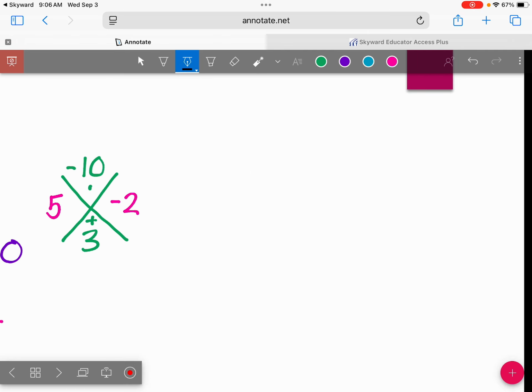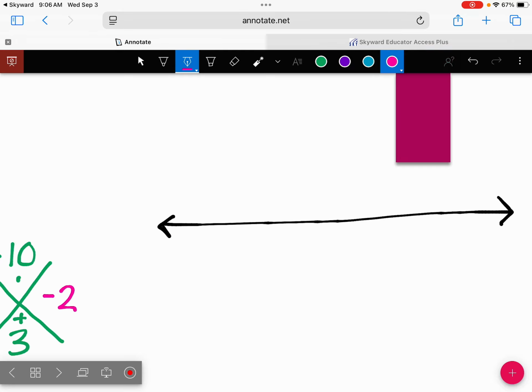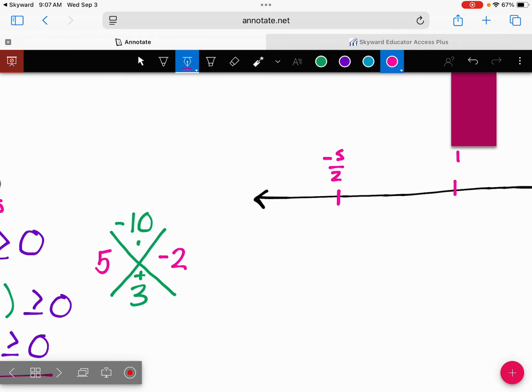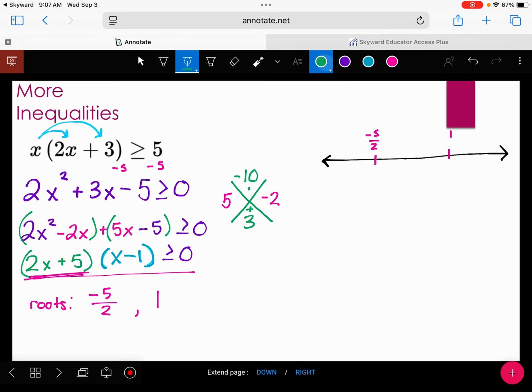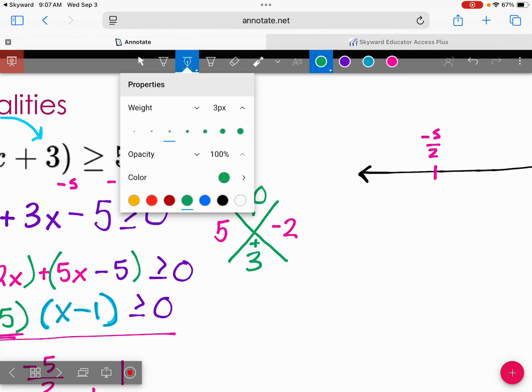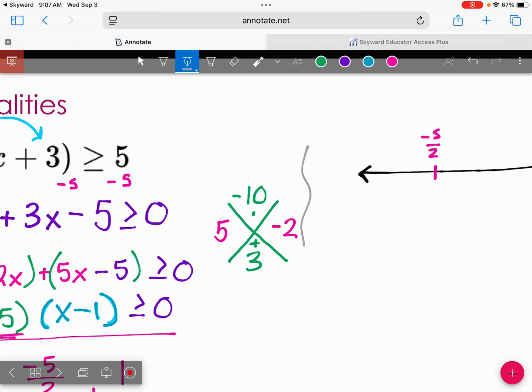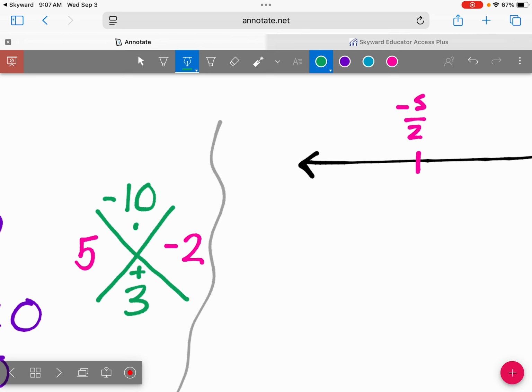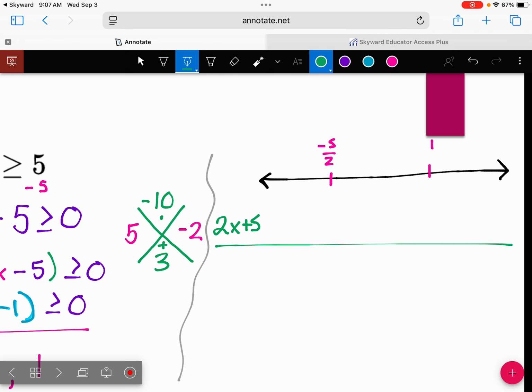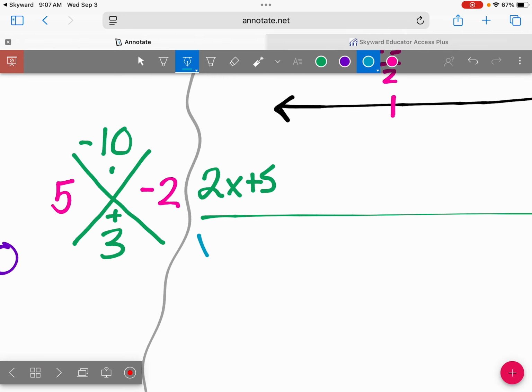So now we're going to draw our positivity table, meaning I'm going to start with my number line, where I'm going to put my zeros on it, smallest to biggest. So my smallest is our negative 5 halves. And our bigger one was the positive 1. Then we're looking at our 2 factors that we have there. We've got our 2x plus 5. I'm going to need another color because my factor is going to get in the way. There we go. So we've got our 2x plus 5. And we have our x minus 1.